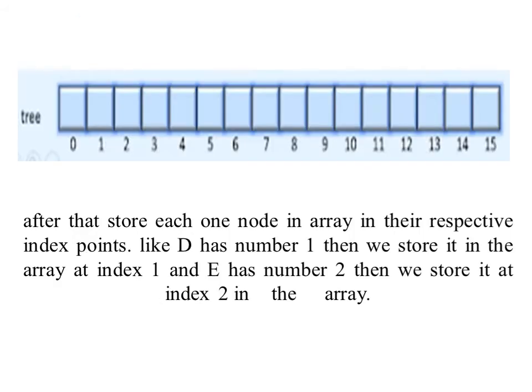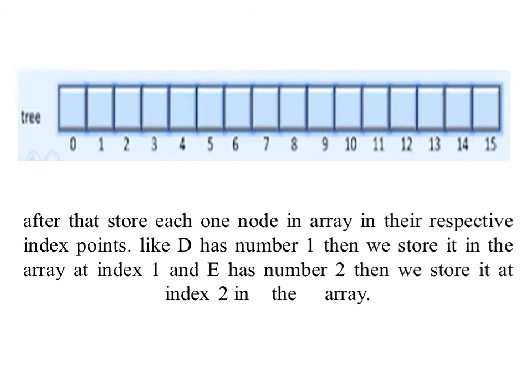See, you can observe this 0 to 15. This is a continuous memory allocation. Here 0 represents what? The root node. After that we store each node in the array at its respective index, like D as number 1, then we store it in the array at index 1, and E is number 2, then we store it in index 2 in the array.